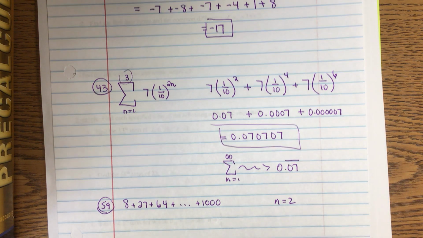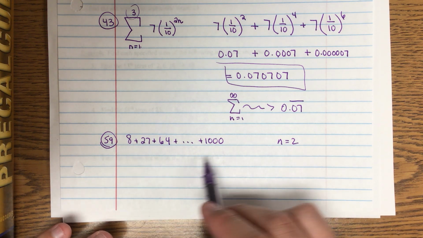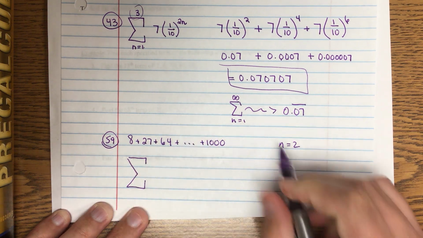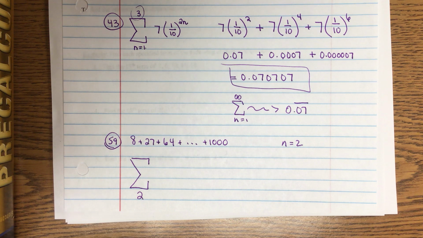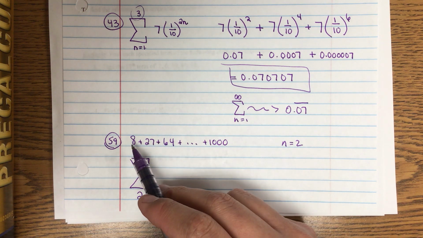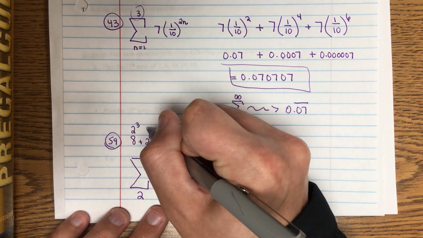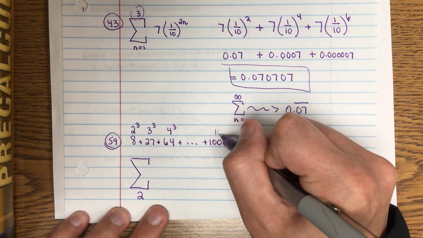All right, last one here, basically same type of issue, but we're going to do it in reverse. If they give you the series, write out sigma notation, and it kind of tells you where to start. So it says that the end value is 2. So these are perfect cubes. So this is 2 to the third, this is 3 to the third, this is 4 to the third, and this is 10 to the third.